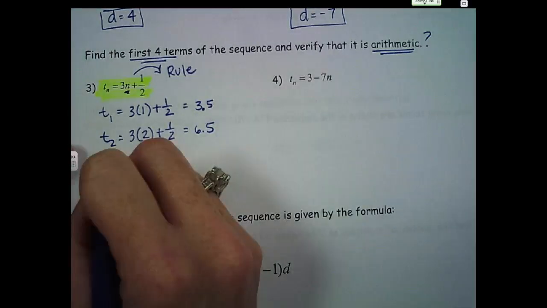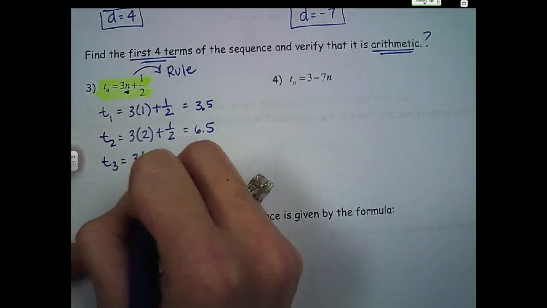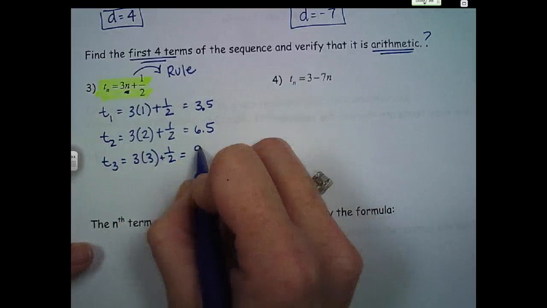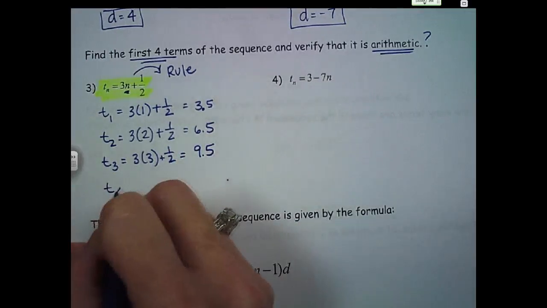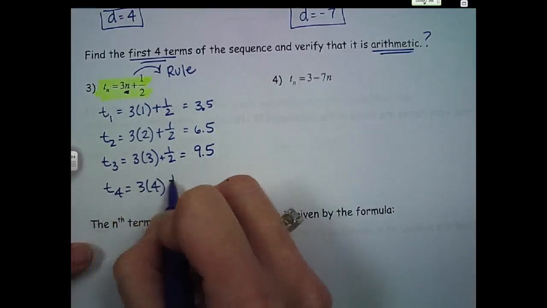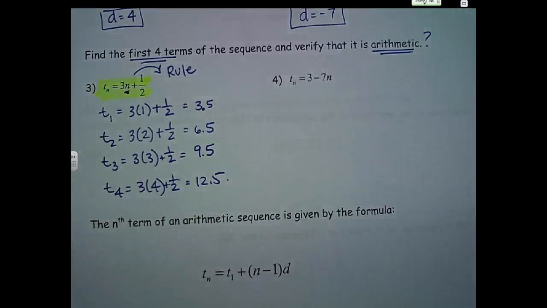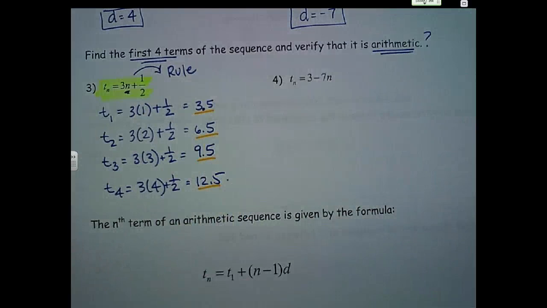Okay, t sub 3, one of the first 4 terms. So 3 times 3 plus 1/2 would be 9.5. You notice a common theme here. And then we're going to do 4, so 3 times 4 plus 1/2 would be 12.5. So there's the first 4 terms, 1, 2, 3, 4, which we did.